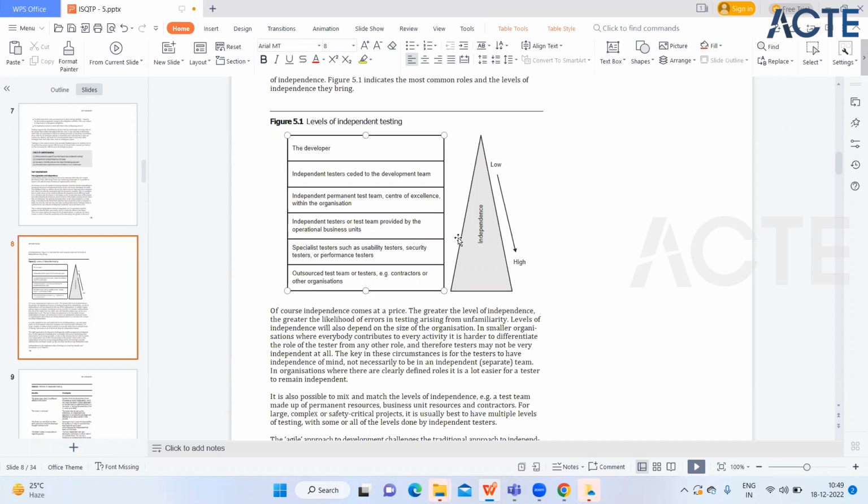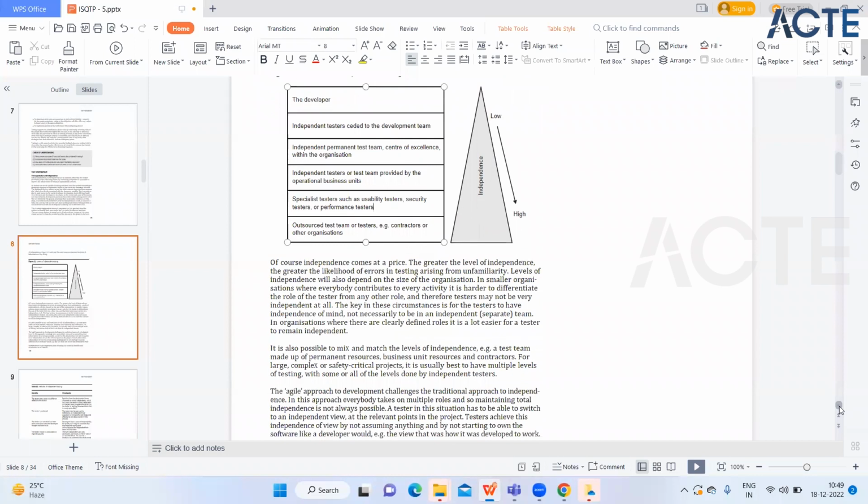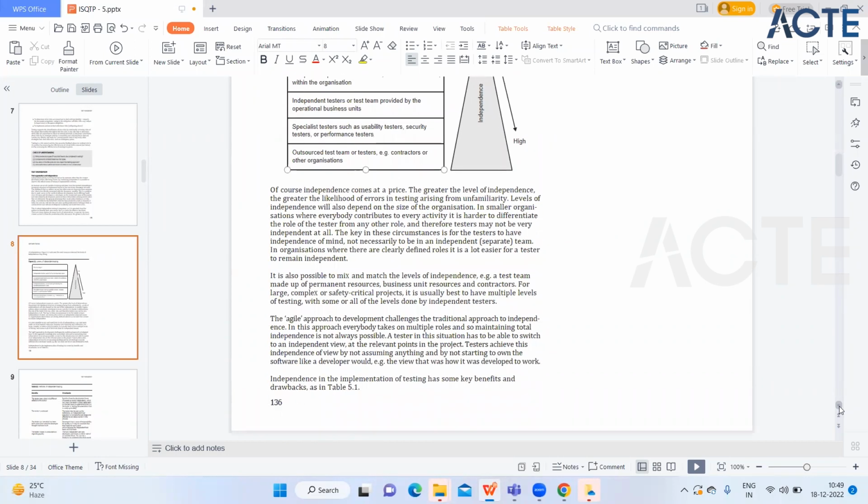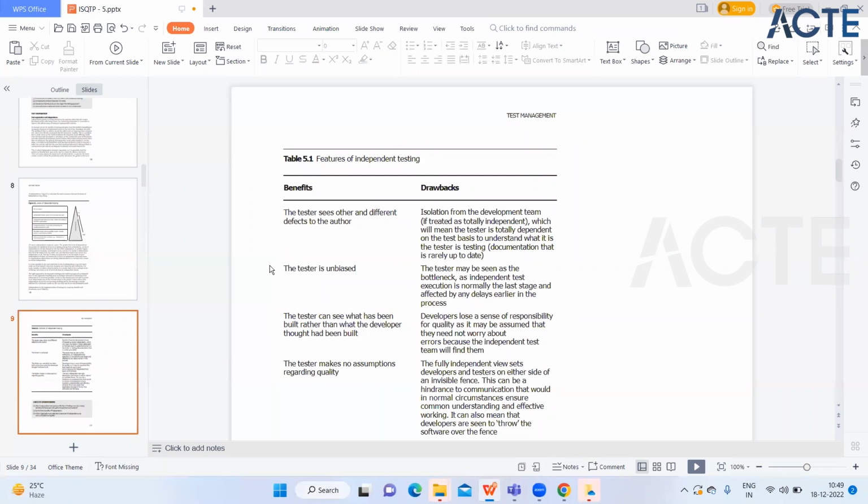And you have to choose the option very wisely, because in four options you have to choose who is having the more level of independence. Now they are providing the benefits and drawbacks of this feature of independent testing.